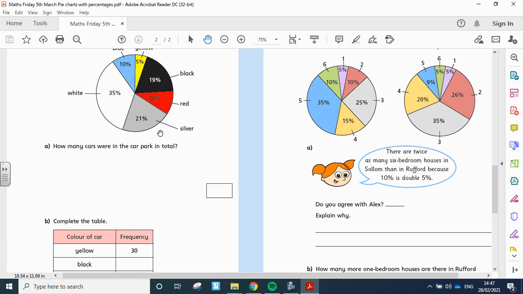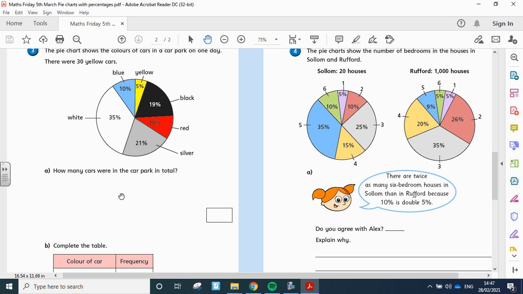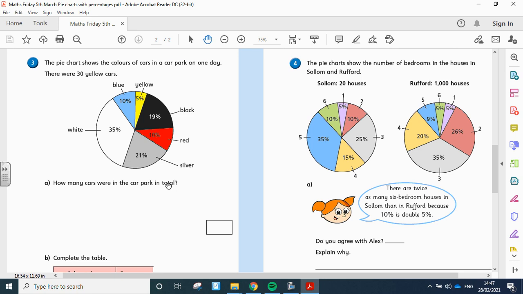Now, the black and the silver are slightly harder. If you can work out 20%, so by doubling this 10%, and you can work out 1% of the whole amount. So once you've found out the whole amount, if you divide by 100, you get 1%. You should be able to then use those two things. So 20% add 1%, and 20% take away 1%. Again, I don't want to say too much more.